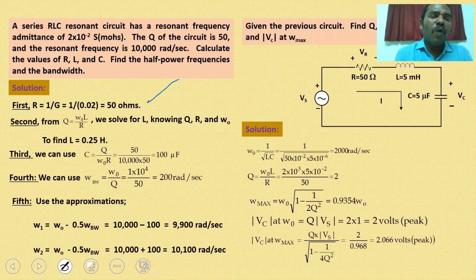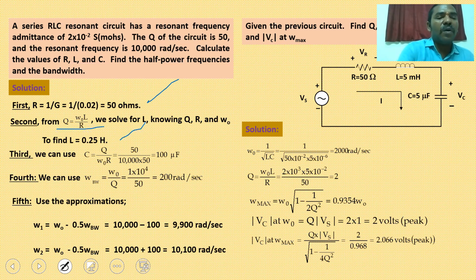Then the quality factor and resonating frequency are given, so I am using the formula: quality factor is equal to L omega naught by R. Here Q is known, omega naught is known, and the resistance we just calculated is 50 ohms. Calculate for L. So the L value is 0.25 Henry. Similarly, using the same quality factor equation, L omega naught by R, or 1 by C omega naught R is your Q value.